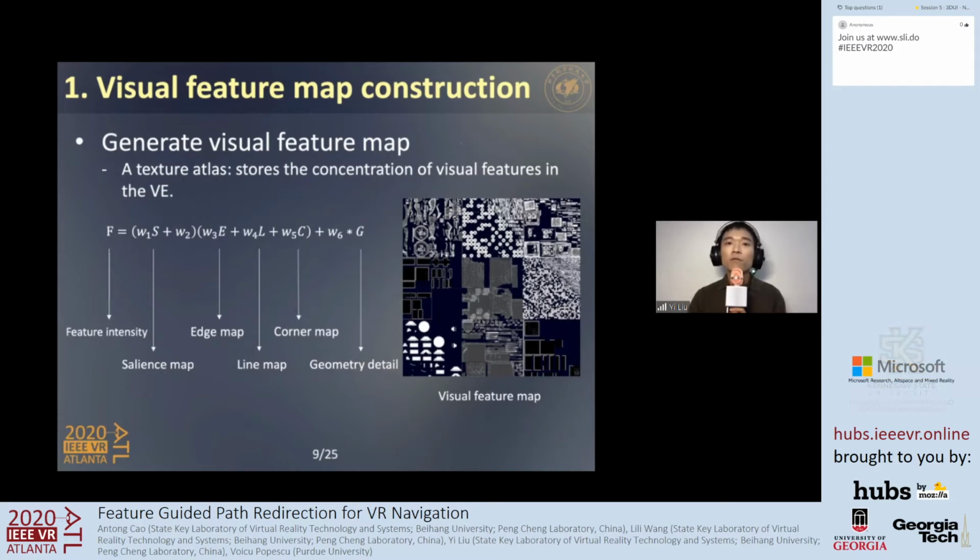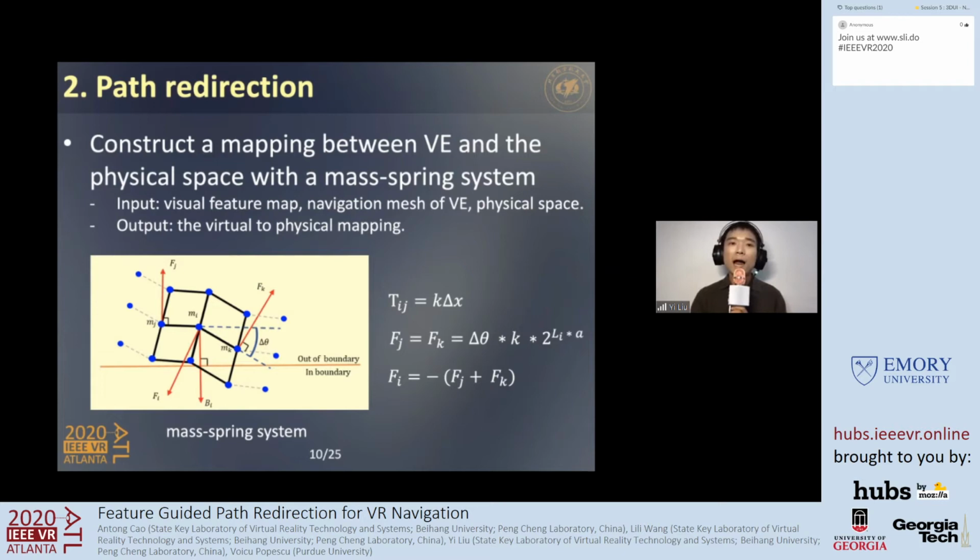A texture is computed by combining the various features. Then the textures are packed into an iterator. In the second offline step, a mapping between the workable part of the VE and the physical space is constructed with a mass spring system.